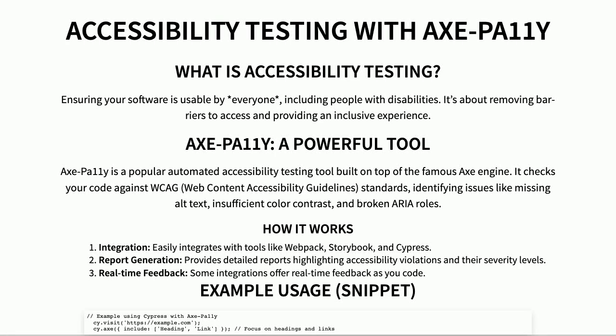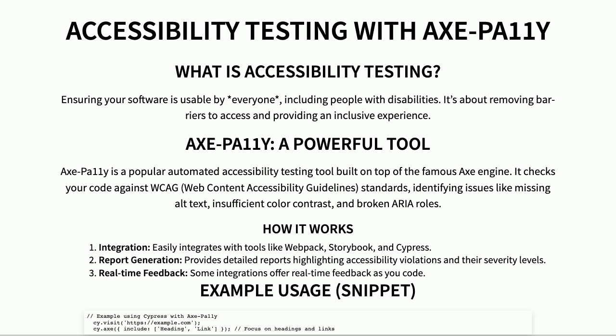Let's talk about accessibility testing. It's super important to make sure your software is usable by everyone, no matter their abilities. We're going to look at Axe Playwright, a really handy tool for automated checks. Basically, it uses the WCAG guidelines. Those are like best practices for making websites accessible, and finds problems like missing alternative text on images or not enough contrast between text and background.